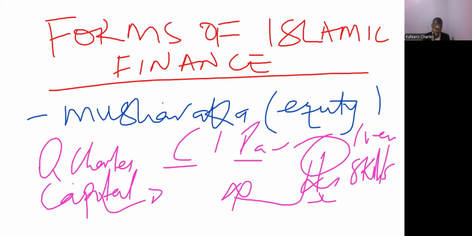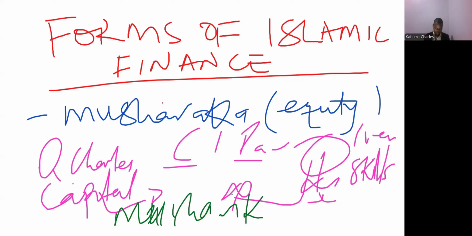So in this arrangement, if you find that both of them are going to be bringing in money, and at the same time both of them are going to be involved in the management of the business, then we call that mushariki. These terminologies, mushariki, because everyone is bringing in cash and everyone is going to be engaged in the management of the business.